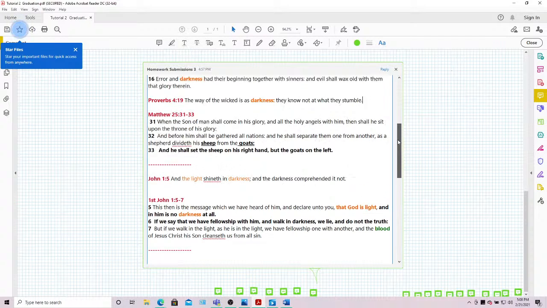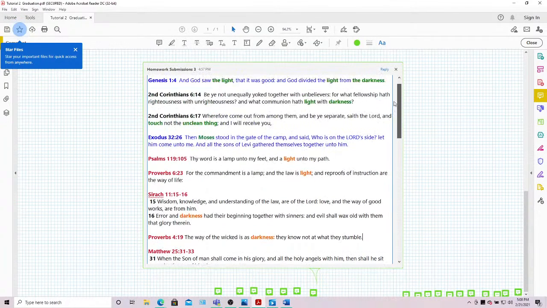So that answers your question right there with that 2 Corinthians chapter 6, verse 14. What communion has light with darkness? None, because that light is going to outshine that darkness every single time. And he also ran 2 Corinthians chapter 6, verse 17. So wherefore come out from among them. So you have to separate yourself.